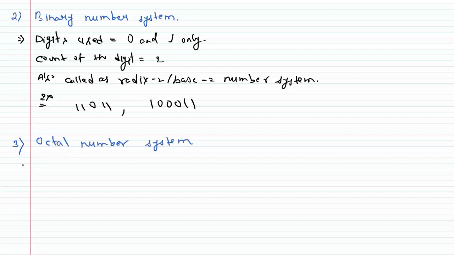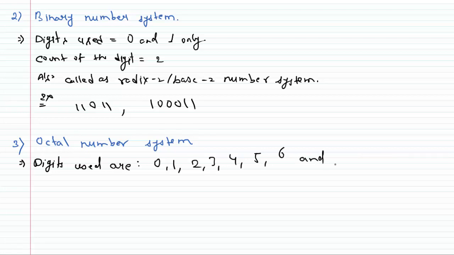The third number system in our list is the octal number system. In this number system, the digits used are 0, 1, 2, 3, 4, 5, 6, and 7. The count of the digits is 8. So that's why we also call it radix 8 or base 8 number system.